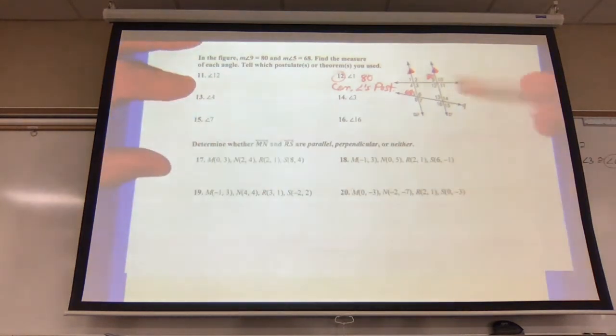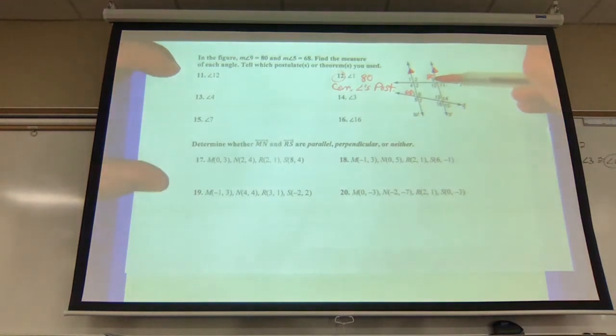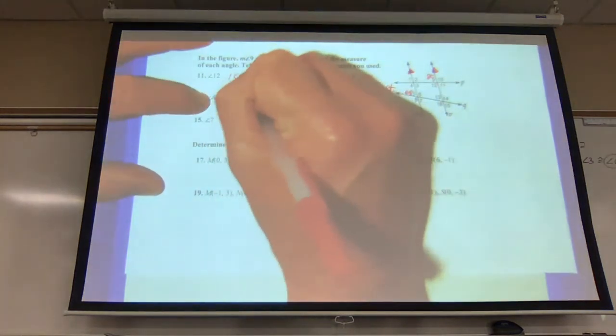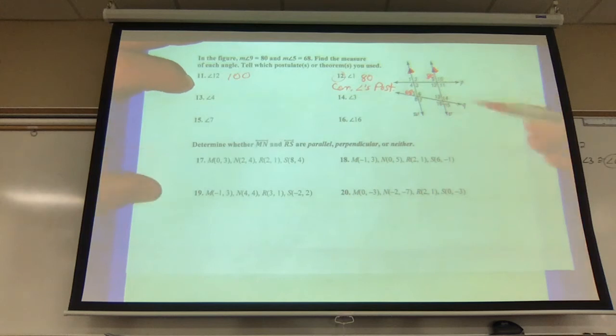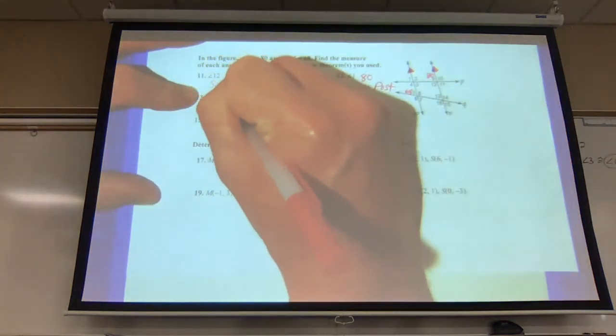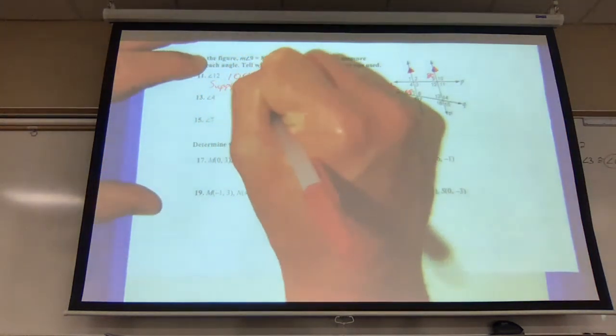11, they want angle 12, which is right next to the 80. So on this one, the 80 and the 12 are a linear pair, which form this straight line. And we know a linear pair will always add up to 180. So if angle 9 is 80, we take 180 minus 80, we get 100 left over for angle 12. And the reason for that, those two are a linear pair, which means they add up to 180. The Supplement Theorem says if you have a linear pair, then they add up to 180.